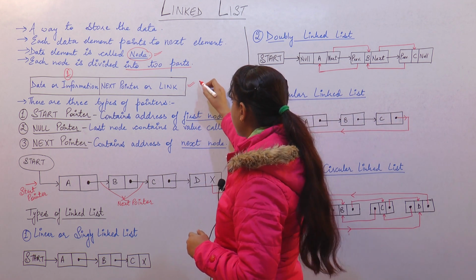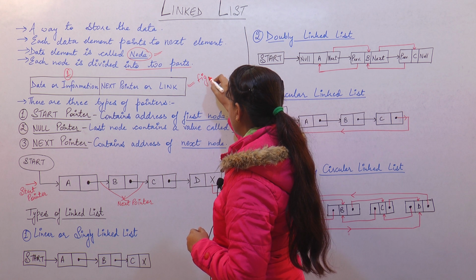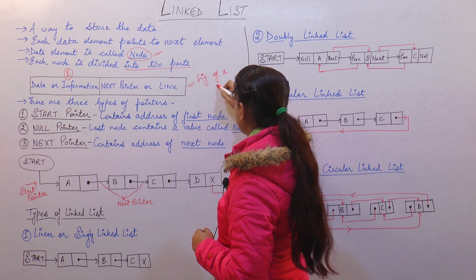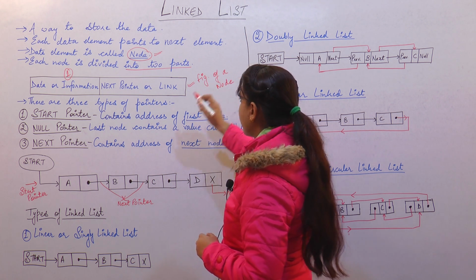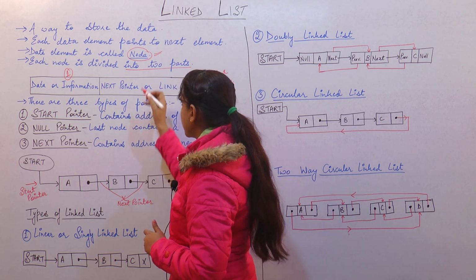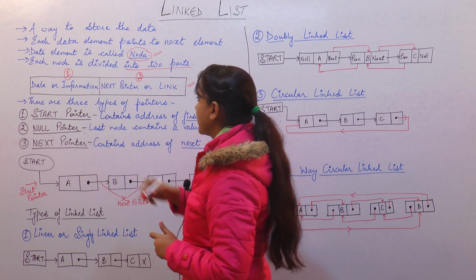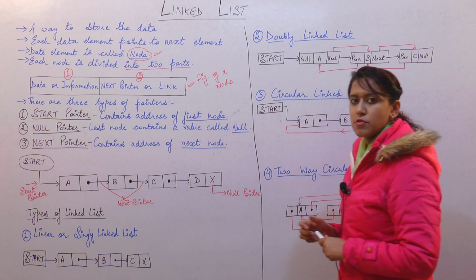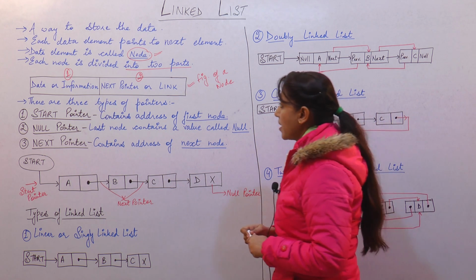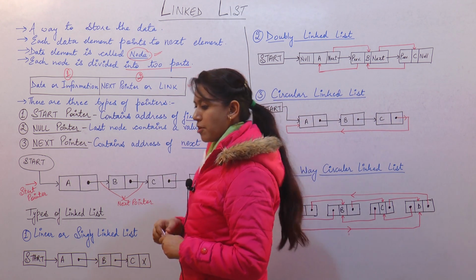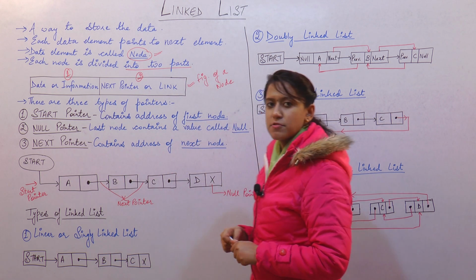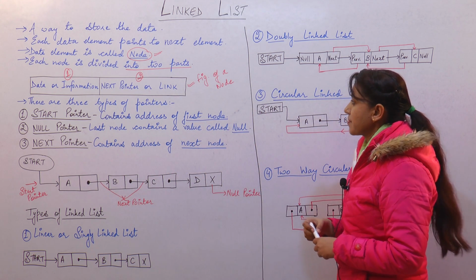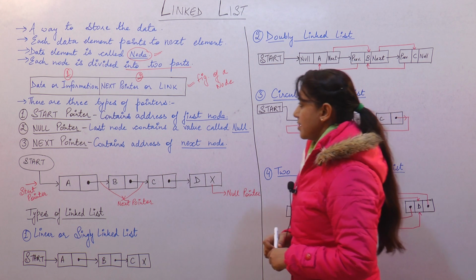So this was the figure of a node. A node is divided into two parts. The first part contains the data or information that we want to store, and the second part of the node contains the next pointer, the pointer that will point to the next node present in our linked list.